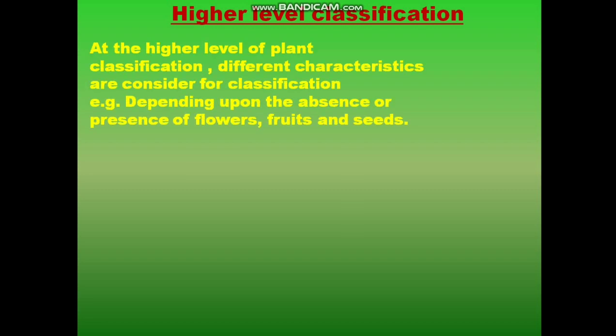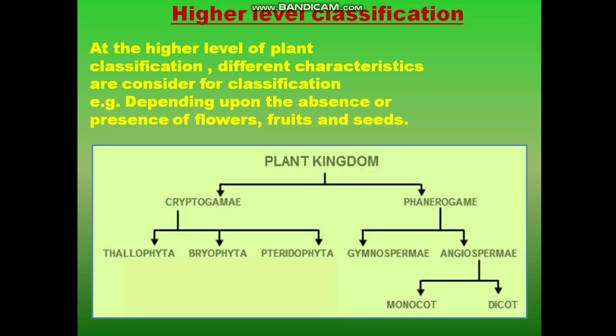Higher level classification. At the higher levels of plant classification, different characteristics are considered for classification. For example, depending upon the absence or presence of flowers, fruits, and seeds, the plants are classified as cryptogams and phanerogams. Cryptogams are further classified into thallophytes, bryophytes, and pteridophytes. Depending upon whether the seeds are enclosed within a fruit or not, phanerogams are classified as gymnosperms and angiosperms.